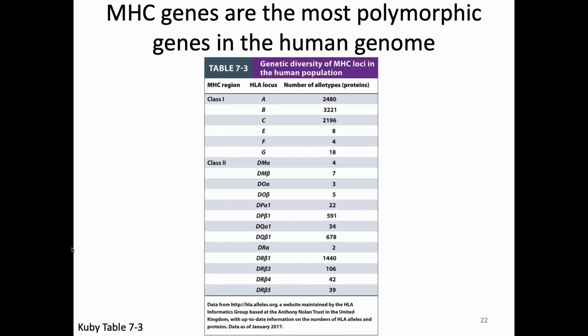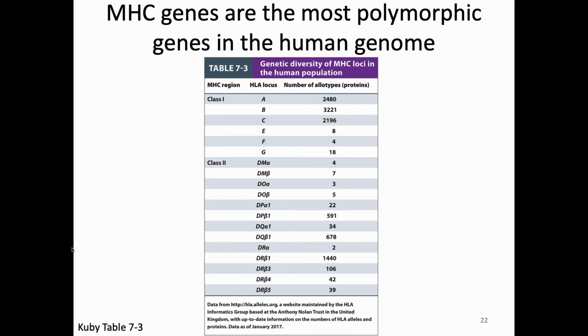That is not the case with MHC. So MHC genes are what are known as the most polymorphic genes in the human genome. That means there is the largest number of different alleles. These data are from January 2017, and it's actually really important that the textbook tells us that because this changes so frequently.